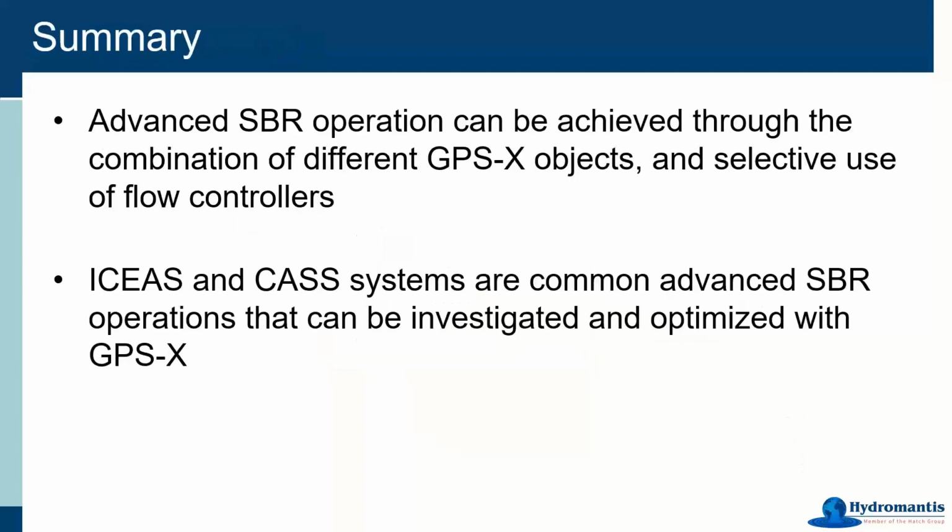So winding that up, advanced SBR operation certainly can be achieved through combining different GPS-X objects, most often by doing some other reactor immediately upstream of the SBR object, and then the selective use of flow controllers and flow splitters, and recombining flow back in again, and so on, and then combining that so that it all sequences together in the way that it should. And we get a lot of questions about the ICS and CAS systems quite a bit. Those are the most common ones that people ask about, and so now you've seen how to specify those things.